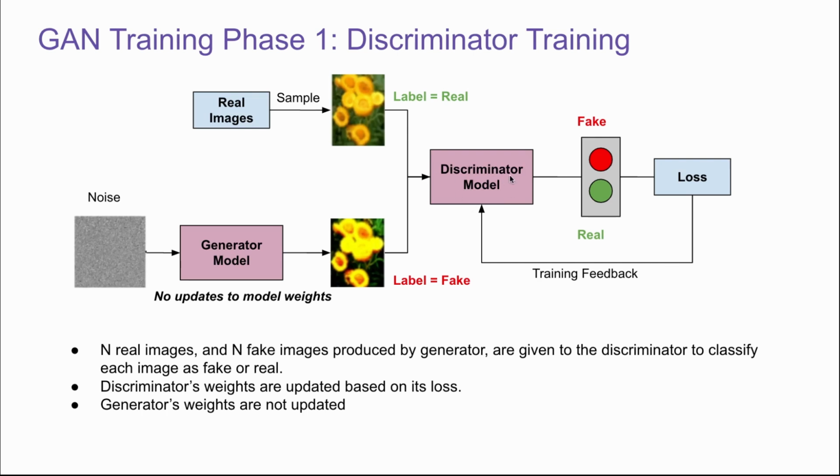So after the discriminator tells us whether the image is fake or real, we compare it with the actual label, then we compute the loss, and then we update the discriminator model. In the first phase, we do not update the generator model weights. We only want to focus on discriminator training.